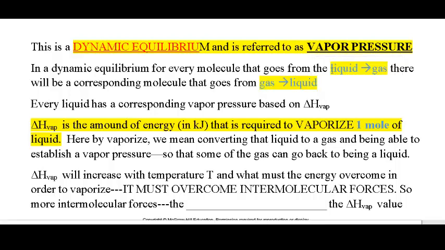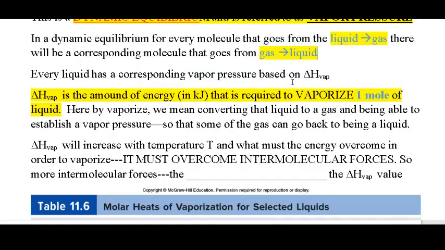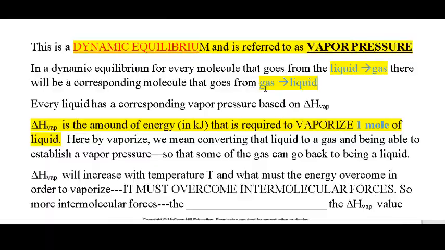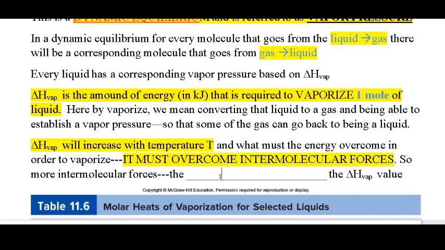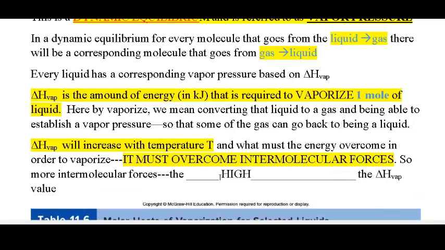So how easily a substance can form a gas depends on the strength of the intermolecular forces. If the intermolecular forces are very weak, the liquid can break free, form a gas, and that gas can act on that surface, exert a vapor pressure, and come back down as a liquid. So that is a vapor pressure. Strong intermolecular forces mean you will have a lower vapor pressure. Strong intermolecular forces also mean you will have a higher delta H of vaporization. So the stronger the intermolecular forces, the higher the delta H of vaporization.